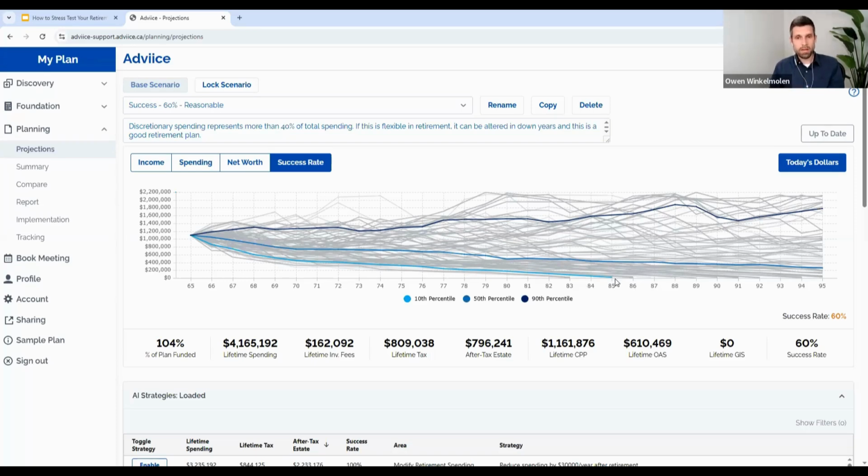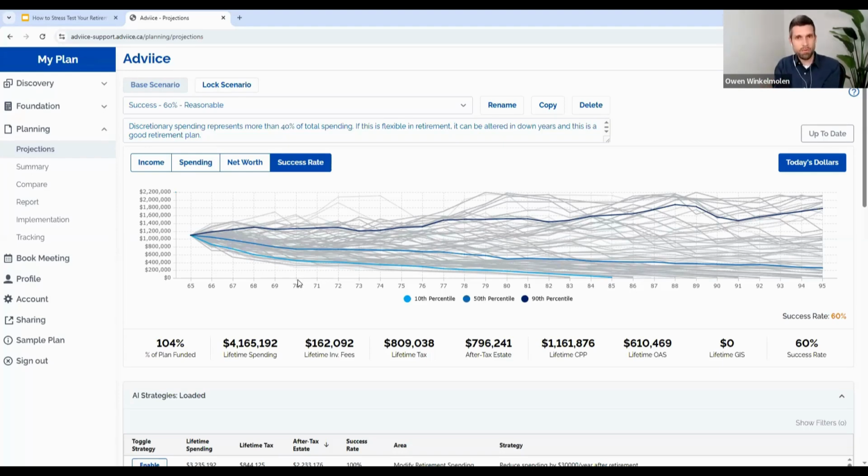So what we want to understand here is a bit of the context behind the number, the 60%. And we can really look at the visual here as well. We can really understand how many of those lines are running out of money. We can see that actually quite a few are running out of money after age 85. So we might be a little bit less concerned with this 60% success rate because it's quite late in the plan. If this was all happening at age 70, we would be very worried.